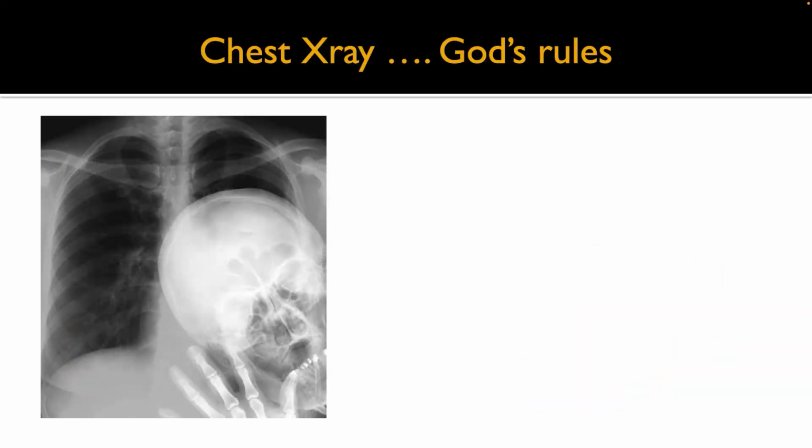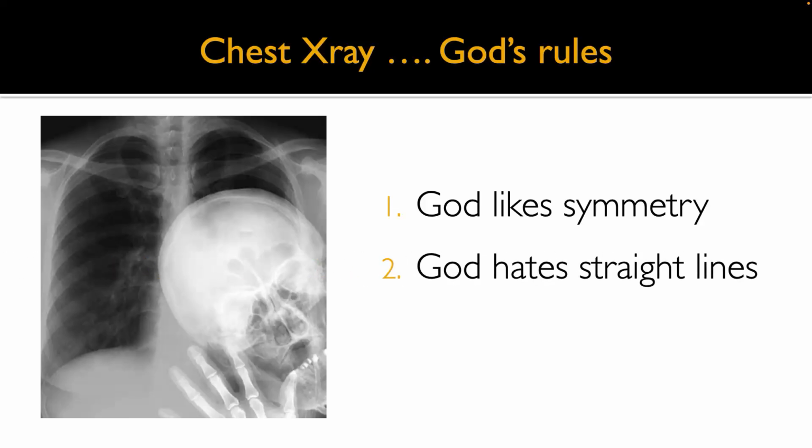First and foremost, though, let's talk about God's rules. God likes symmetry. If you think about it, our left hand, our right hand are the same thing. The chest X-ray is pretty much symmetrical from that perspective. God hates straight lines. There's really only one straight line in the body, and that's the gastric bubble, which we'll look at later, where you might have an air fluid level. And of course, God loves old X-rays.